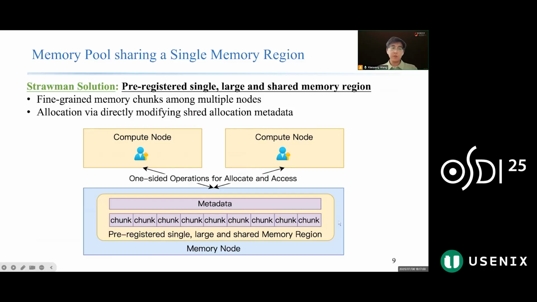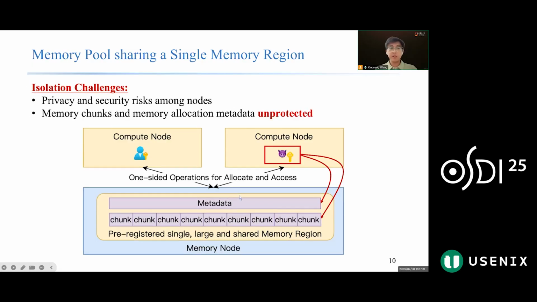First of all, to hide the registration overhead, a straightforward approach is to pre-register the entire remote memory as a single large, shared accessible memory region for each compute node. In this configuration, each compute node can allocate fine-grained memory chunks by directly modifying the shared allocation metadata with one-sided operations. But sharing a single memory region can introduce isolation challenges.